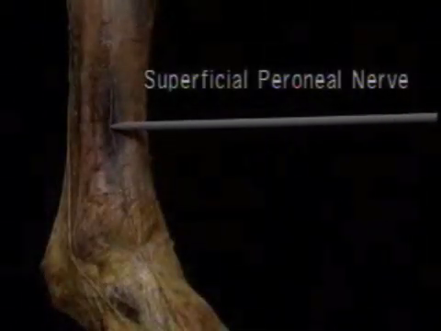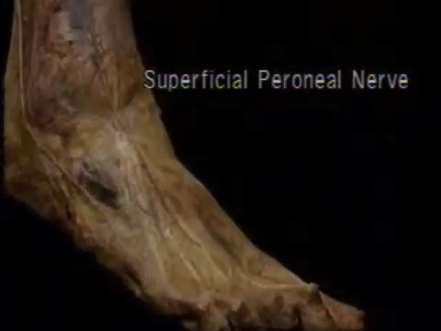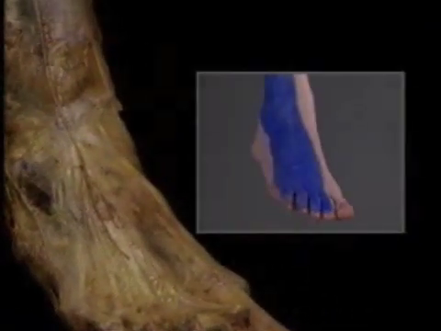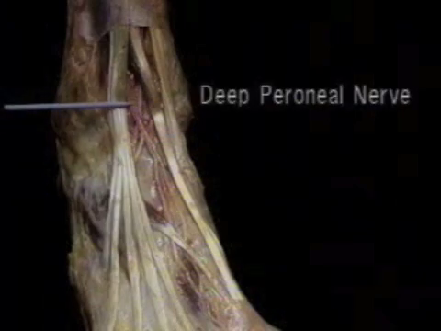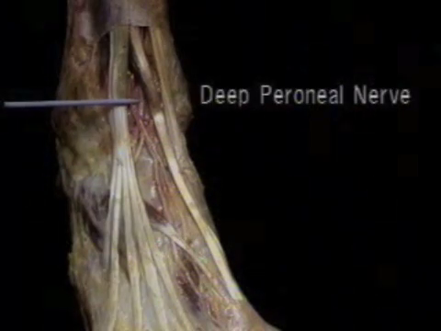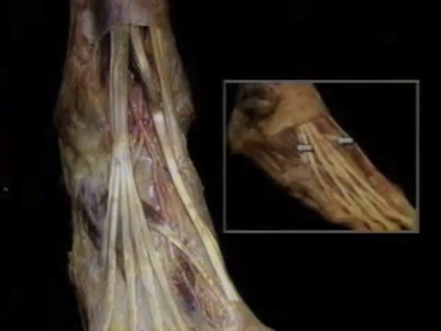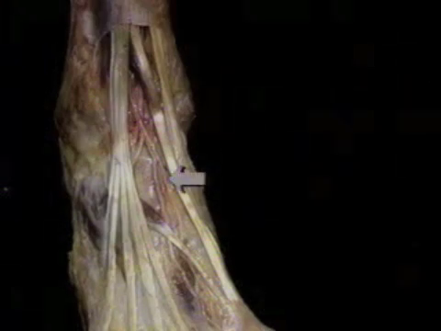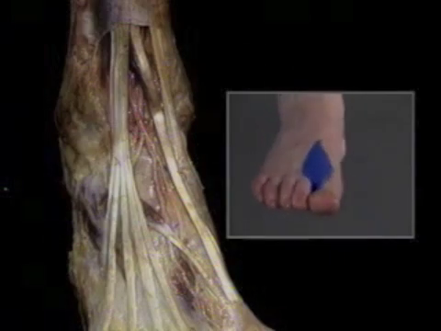The superficial peroneal nerve runs down in front of the lateral side of the ankle and breaks up into several branches. These fan out to provide sensation to this large area on the dorsum of the foot. The deep peroneal nerve enters the foot along with the dorsalis pedis artery. It gives off a motor branch which supplies the short toe extensor muscles. It continues distally as a sensory nerve, which supplies this small area between the big and second toes.